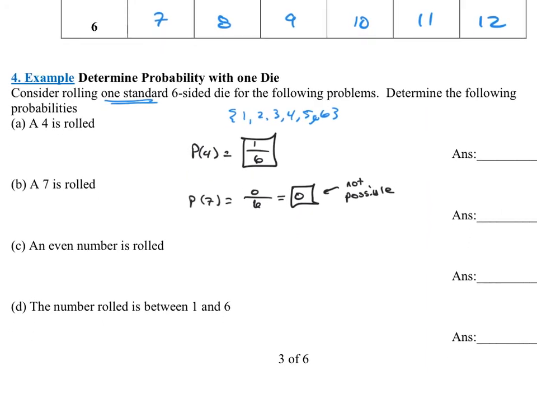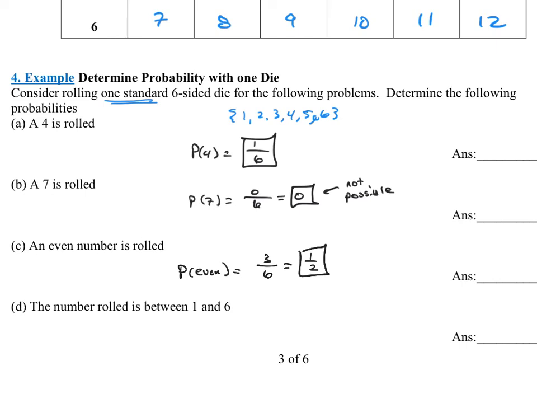It says, what's the probability of an even number being rolled? Well, the probability of an even number being rolled is the probability of getting a 2, 4, or a 6. Those are the even possibilities. So that is 3 of the 6 sides of the die. 2, 4, and 6 is 3 of the 6 total sides. Again, simplify that fraction and you end up with 1/2. Let's go on to the last one.